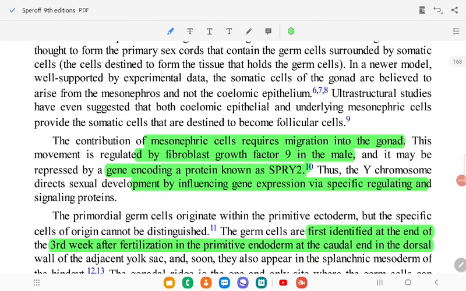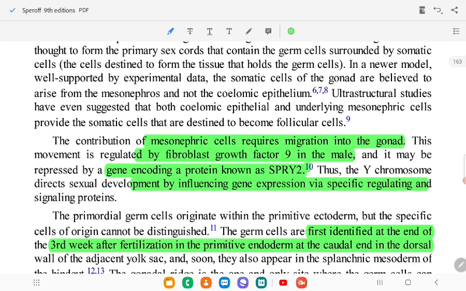Then the contribution of the mesonephric cell. Why is this mesonephric cell required? The contribution of the mesonephric cell requires migration into the gonads. This migration of the mesonephric cells into the gonad is regulated by fibroblast growth factor 9, FGF9, in the male, and it may be repressed by a gene encoding a protein known as SPRY2.